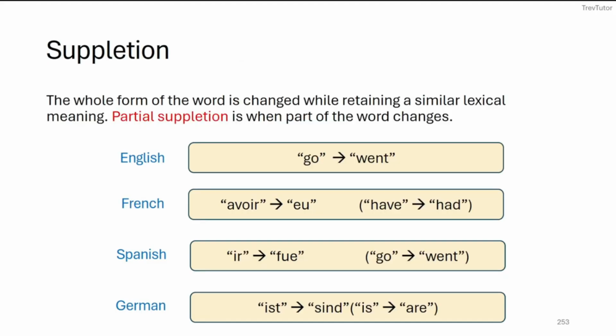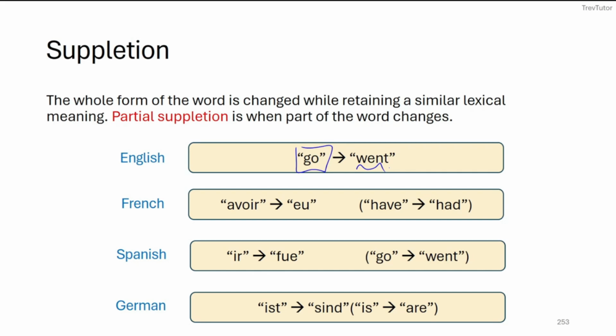Now there's suppletion, which is a little bit more involved, and suppletion is when an entire word changes. So in English, we have go to went. When you see suppletion, basically the idea is that the newly formed word is unpredictable based on its base. So if you look at go and you have no idea what the past tense of go is, you would not come up with the word went. You would say goed. That would be the logical thing to come to. So suppletion is when you have that unpredictable word form.